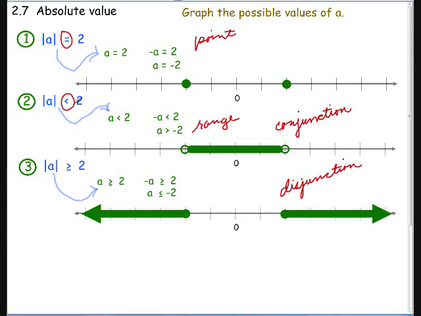I should point this out to you. Whenever we've got the less than, we're talking about a conjunction. When it's greater than, we're talking about a disjunction. We have the same boundary points in all three of these. We've got a -2 and we've got a +2. In this one, we're talking about a being greater than 2 over here, or a -a, which is greater than 2, which translates into a is less than or equal to -2.